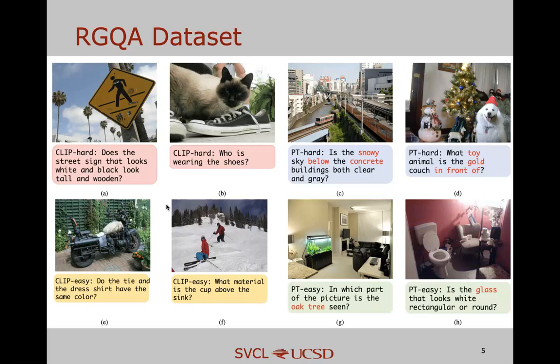We show some qualitative examples in this slide. Many questions have subtle mismatches with images, and thus require the model to have high-level understanding of image semantics. For example, for image question pair B, the model should understand whether the person is wearing the shoe or not.